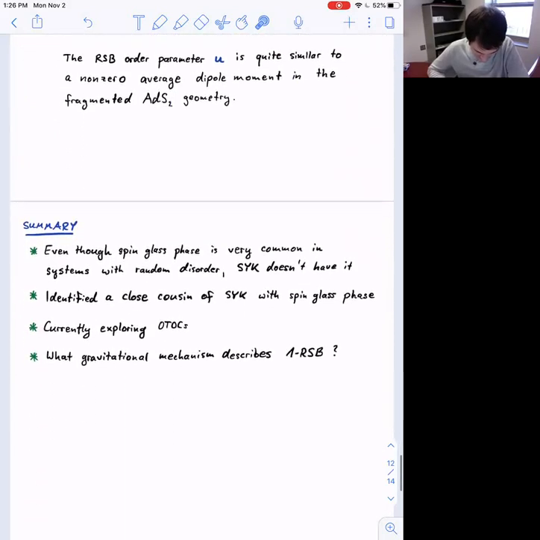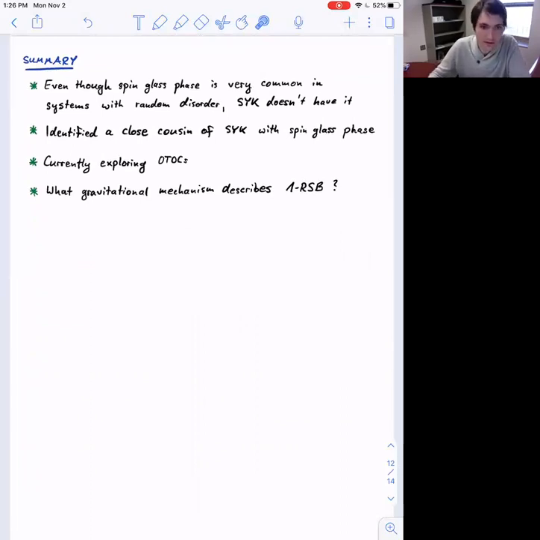Okay, so these are some ideas. Here's a brief summary of what I told you about. So I told you that even though spin glass physics is quite common and happens quite generically in these various models, SYK does not have it. So I investigated a model that looks very similar to SYK, which does have a phase like that. And we're currently looking at signatures of gravity in observables such as out-of-time autocorrelation functions for their own sake, to understand something new about chaos in spin glasses, but then also to learn some hints about the gravitational description, hopefully, which is still an interesting open question. What is the precise gravitational mechanism that describes the physics in this model that I tried to tell you about?